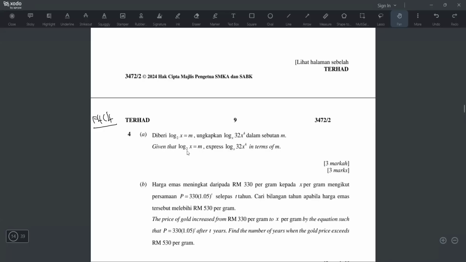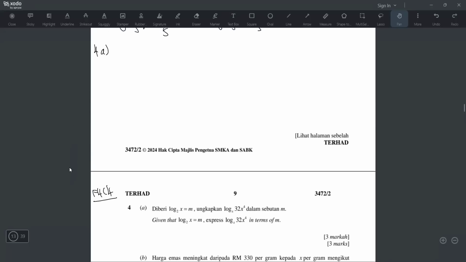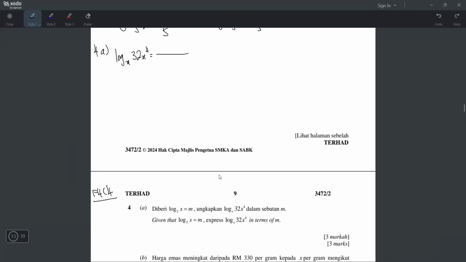So look at the information: the log is in base 2, but the one they want us to find is in log base x. So the first step must be to change base, confirm. So let's change base for log base x of 32x^4. The information is in base 2, so we change it to log base 2.